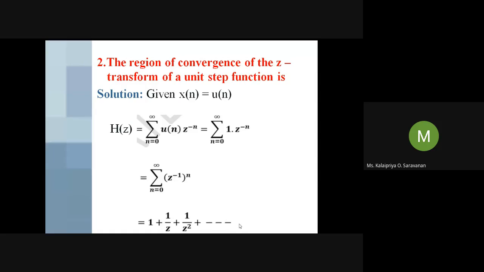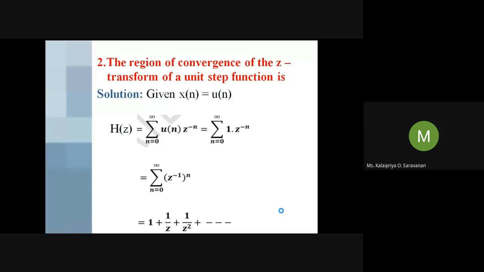to infinity. Now this can be written as 1 by 1 minus a. What is a here? Z inverse. So the answer is 1 by 1 minus a, where a is z inverse, that is 1 by z. So the Z transform of a unit step function is 1 by 1 minus 1 by Z. Now, coming to ROC.